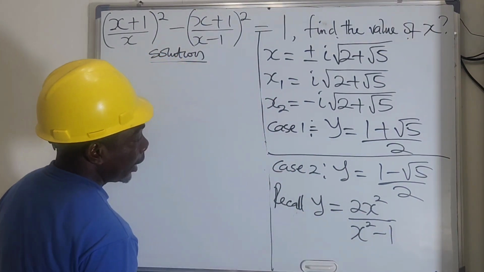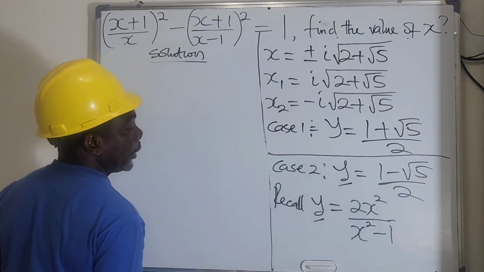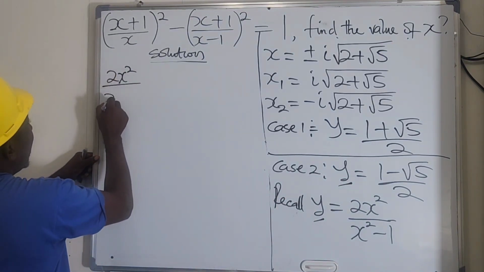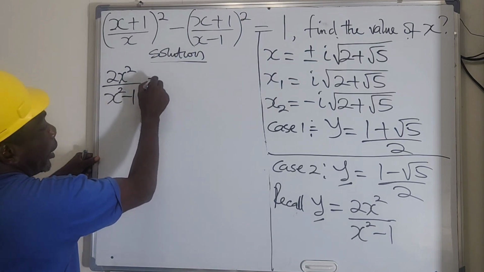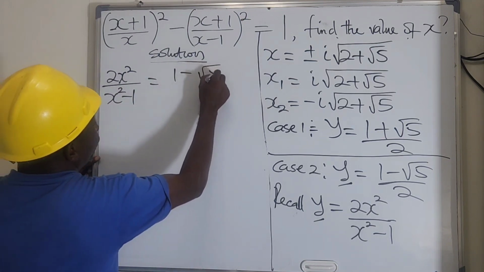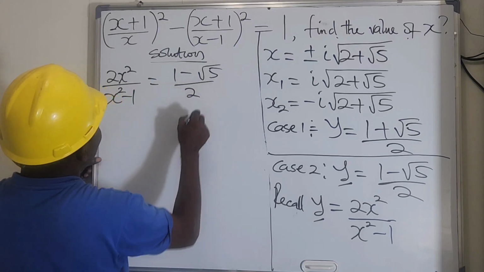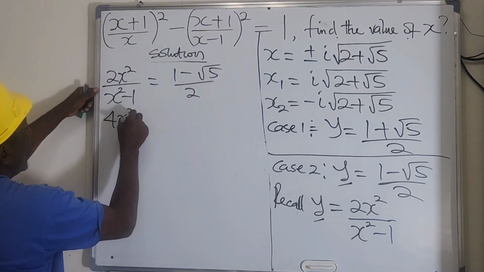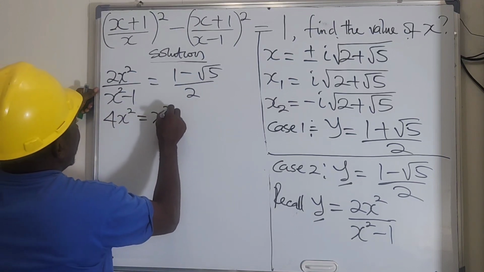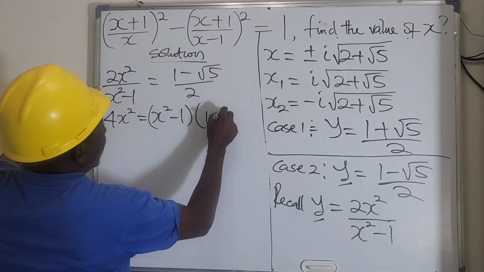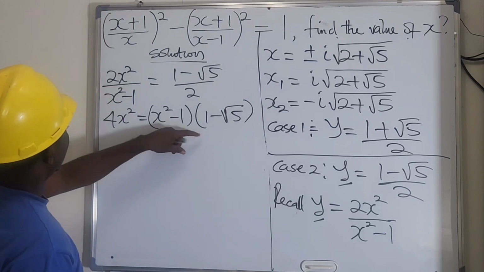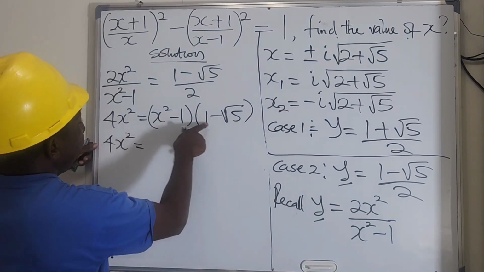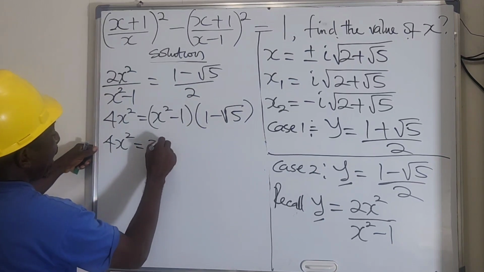So now, as we said, we are going to equate y together. So that will become 2x squared all over x squared minus 1 equals 1 minus root 5 all over 2. So in this case, we'll cross multiply. It will give us 4x squared equals x squared minus 1 into 1 minus root 5. So expanding this out, we'll have 4x squared equals x squared times 1 will give us x squared.